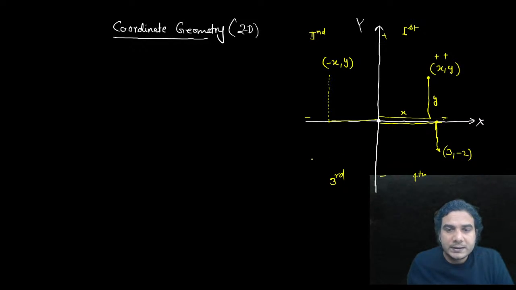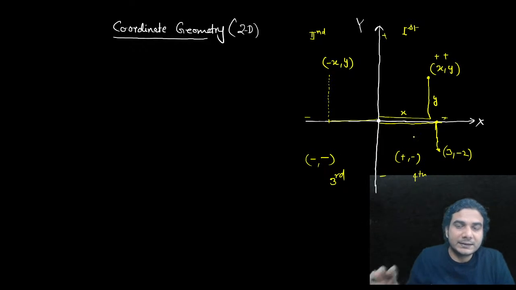In the third quadrant, what is the sign convention? Both coordinates will be negative. And in the fourth quadrant, the x coordinate will be positive and the y coordinate will be negative. This is the sign convention, right?